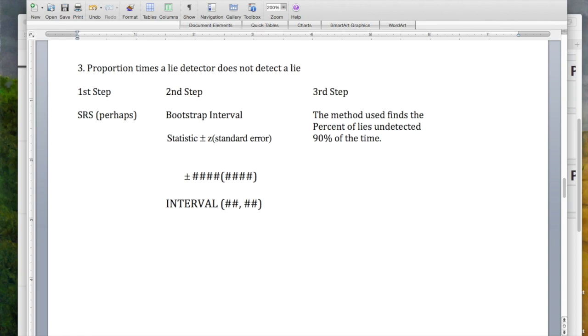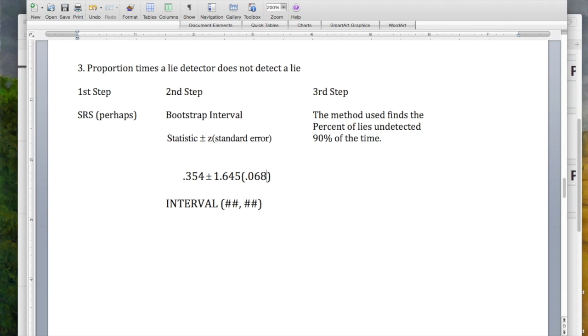So let's see if I remember correctly. It was 0.354 for the statistic. If you're using 90% confidence, the z-score would be, looking it up on the table, 1.645. And the standard error came out to be around 7%, 0.068. That's right.